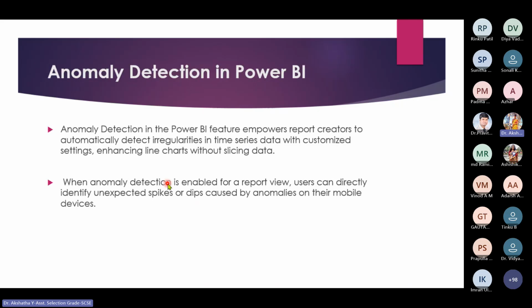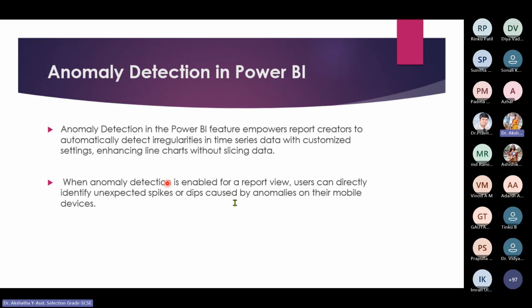The second one is anomaly detection. Anomaly detection is where any irregular or incorrect data can also be detected using Power BI. Basically, anomaly detection in Power BI empowers report creators to automatically detect irregularities. For example, whenever you are generating any Power BI report, if there is some mistake, like a spelling mistake, that can be detected easily by using this AI in Power BI.